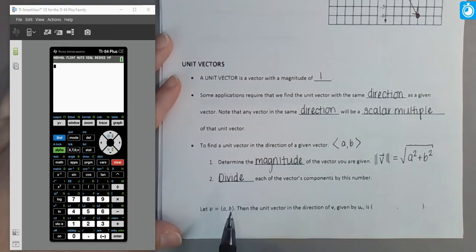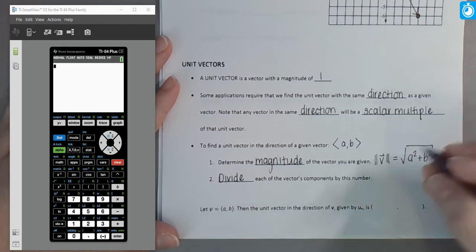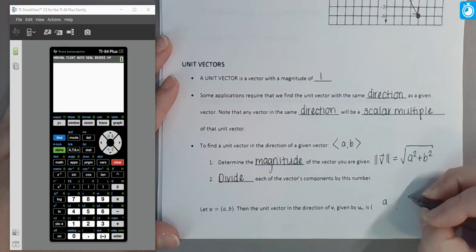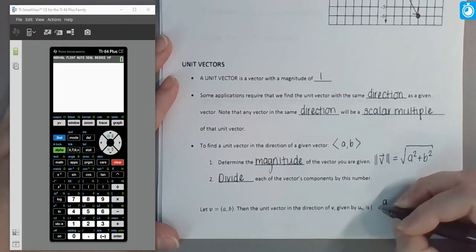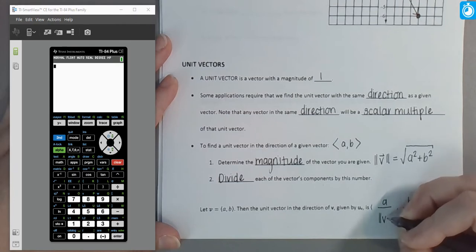So if we have a vector with components a and b, then the unit vector in the same direction of v, which is given as u with a subscript of v, so u stands for unit vector. The subscript of v tells us we're looking in the direction of that original vector v, has the following components. So we're going to start with the original components for the original vector, but we're going to divide them by the magnitude of that vector.